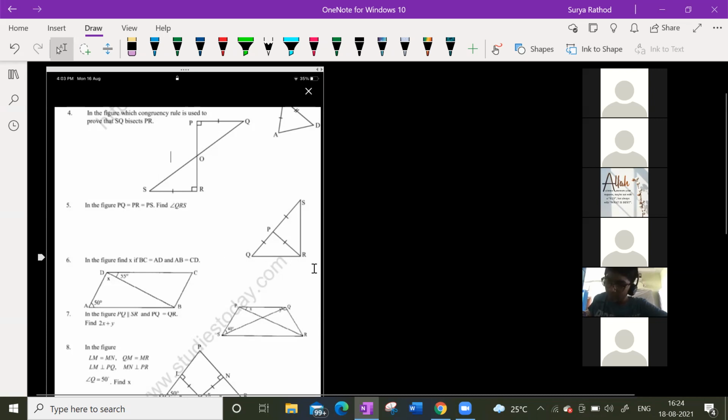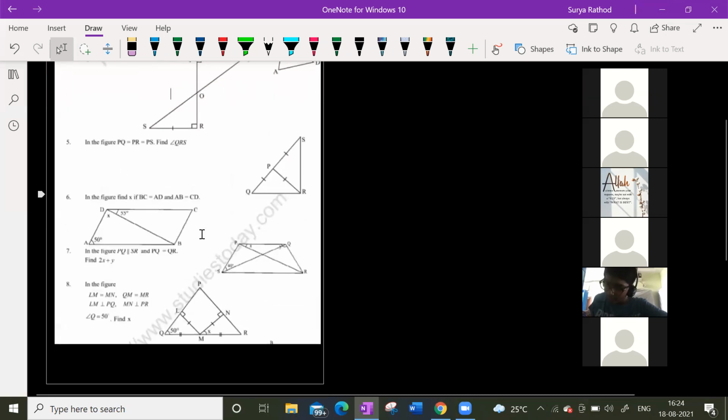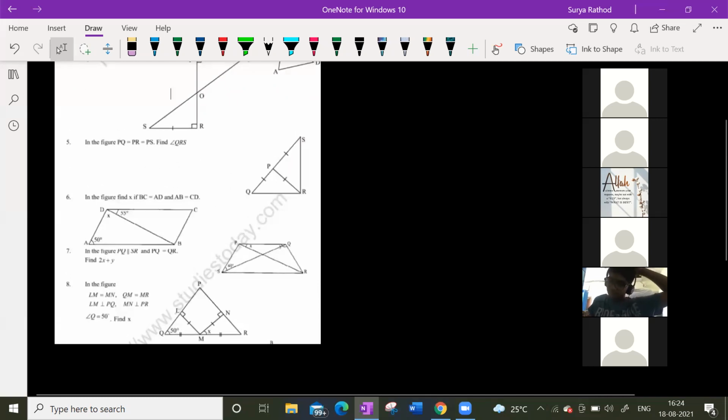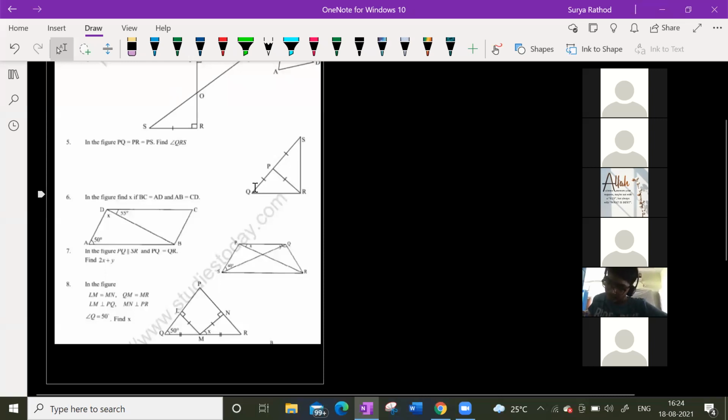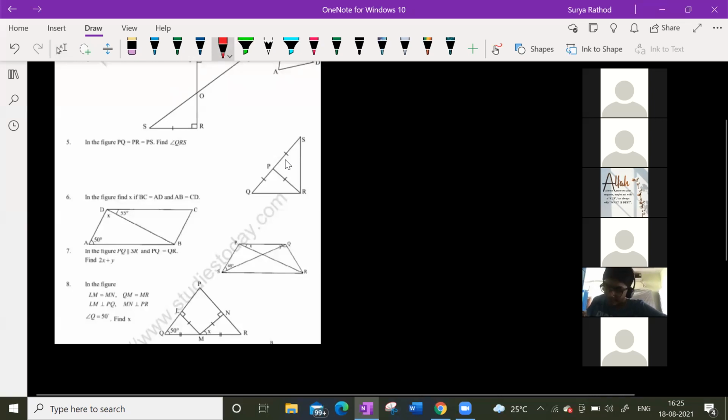Now the fifth one. Look at it in the figure. PQ is equal to PR, given. PR is equal to PS, given. Look at this here: this one, this one and this one. These three are equal. Then we should find angle QRS. This one you have to find out. How simple it is, man. Tell me, how many of you have done this? Very simple.